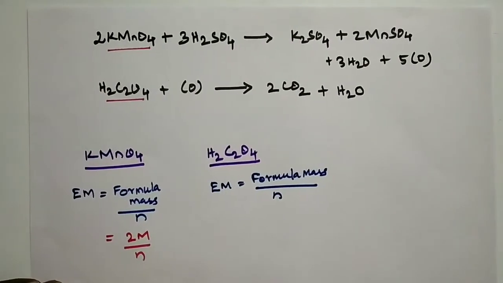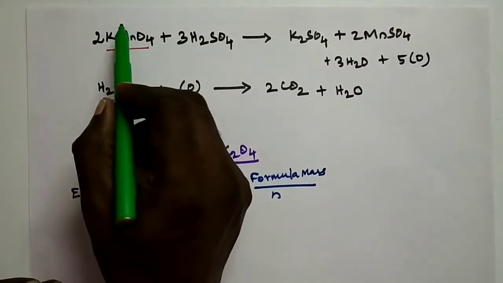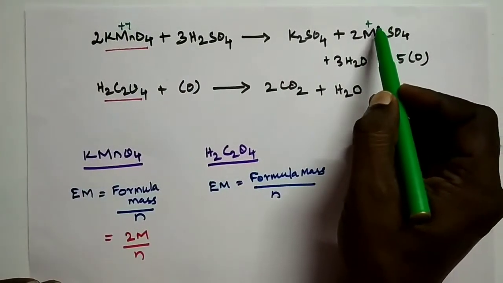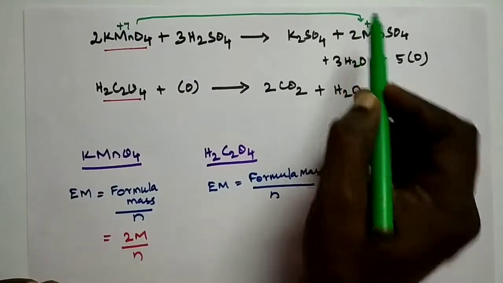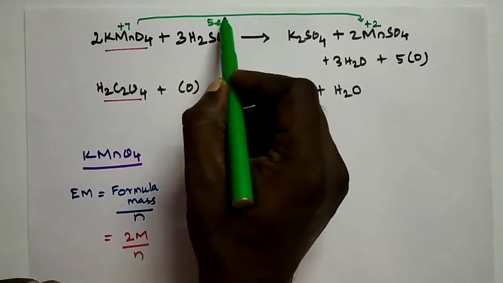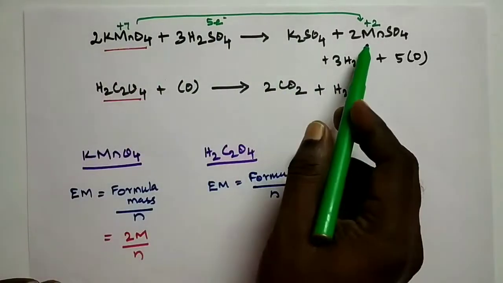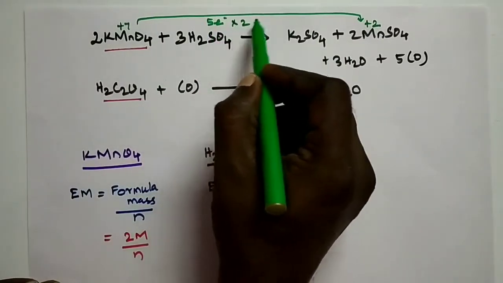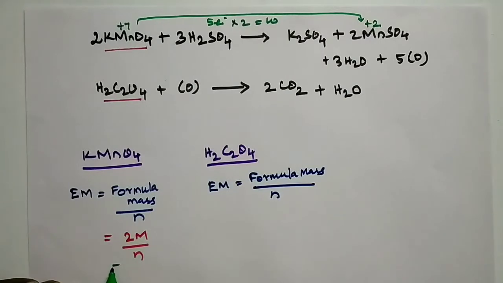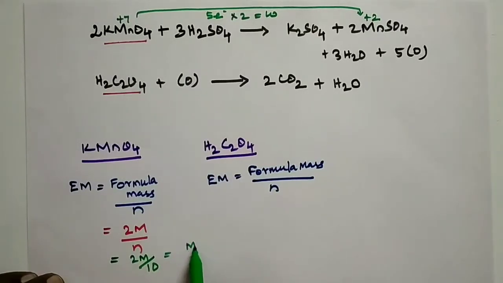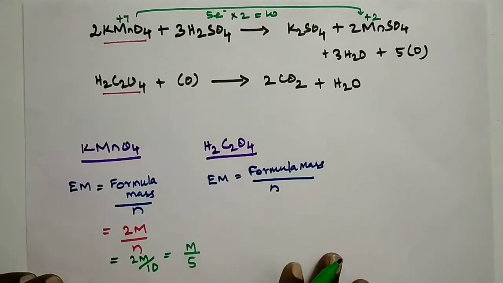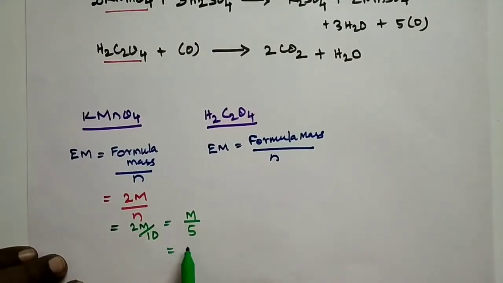What is N now? See the oxidation state of manganese. Here it is plus 7, here it is plus 2. What is happening? 5 electrons are accepted. But there are 2 manganese. For 1 manganese 5 electrons, means 2 manganese 10 electrons. So N is equal to 10. 2M by 10, which is equal to M by 5. The molecular mass of KMnO4 is 158. Divided by 5, that is equal to 31.6. So the equivalent mass of KMnO4 is 31.6.